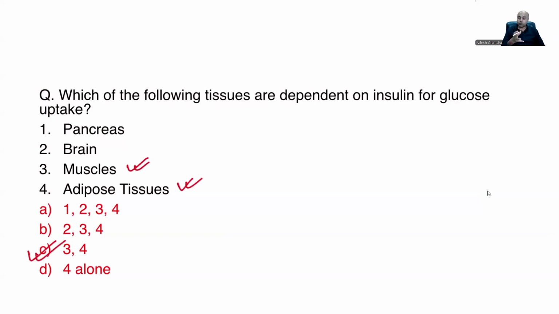Okay. So we'll talk about the glucose transporters. We have a very nice table where we talk about all the different glucose transporters, the clinical aspects, the tissues which are involved, etc. in a separate video.